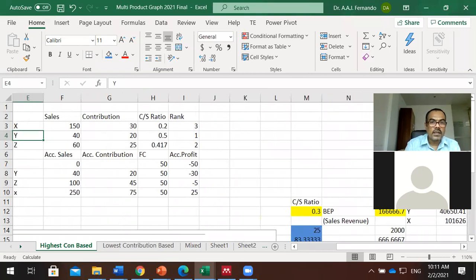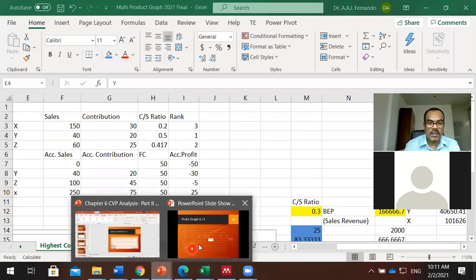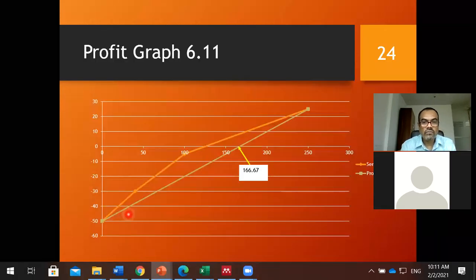Yeah, sales. If you take Y first, because Y gives you the highest contribution, but there's no hard and fast rule. The explanation here is given on the assumption that we first produce Y. If you produce Y, this line gives you the total revenue. How much is the total revenue? It is 40 if you produce Y.